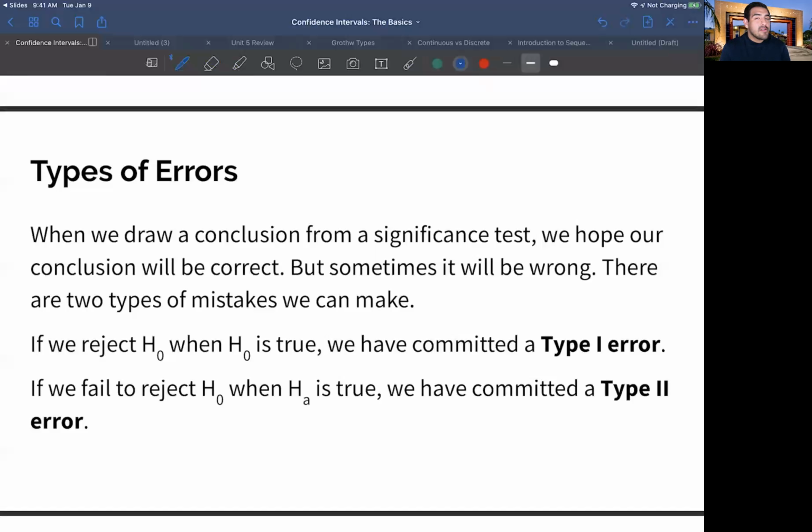If we fail to reject the claim, it could actually be true, so I'm not going to reject it, it could be true, right? When the alternative is true, then we've committed a type 2 error. It takes some time to get used to this. Whenever we reject and it is true, we've committed a type 1. Whenever we fail to reject the null hypothesis, when the alternative is true, then we've committed a type 2 error.